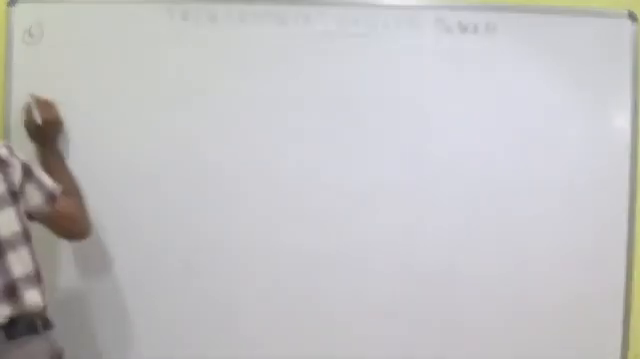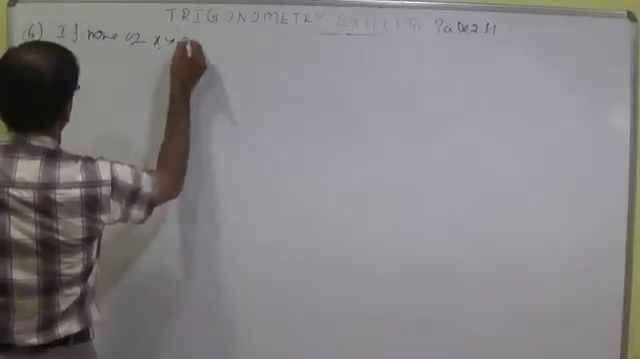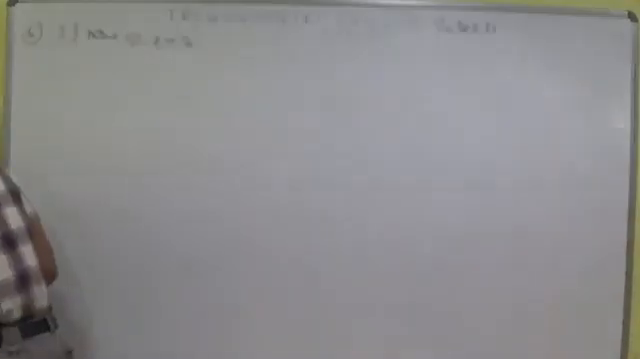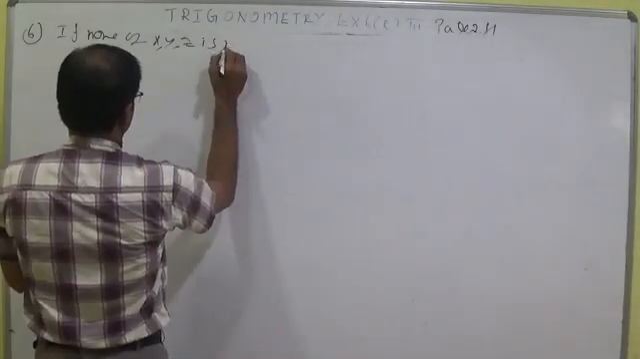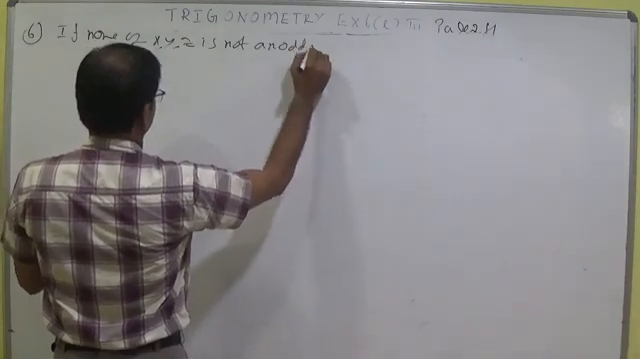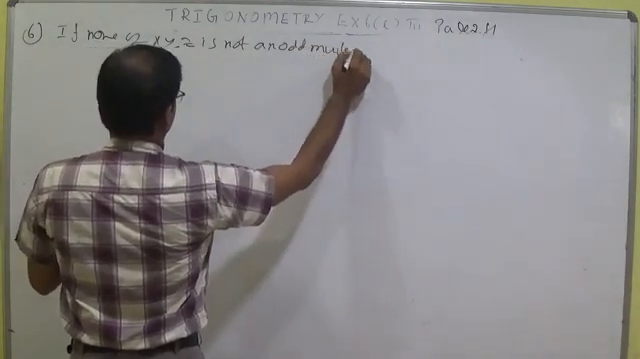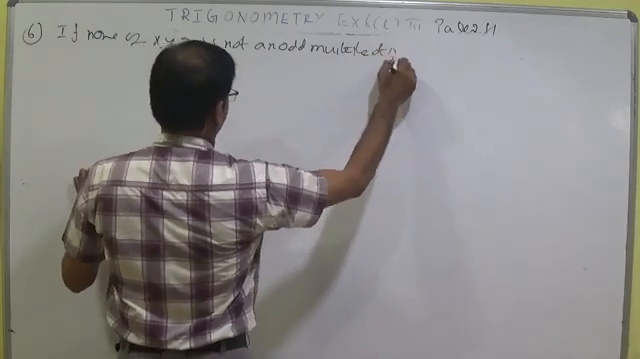Sixth question. If none of x, y, z is an odd multiple of pi by 2.